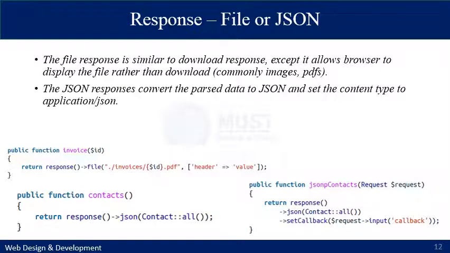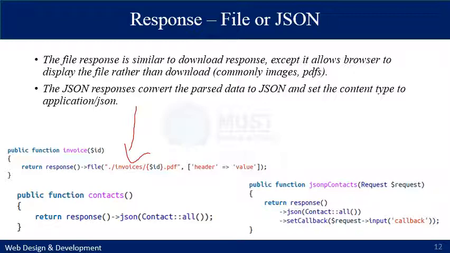You can also send files or JSON objects to the response. The file response is similar to the download response, except it allows the browser to display the file rather than download it. As you can see, in most images and PDFs, the file is not downloaded, but rather it is displayed in the browser. So if you want to use such a mechanism, you can use this type of response. In this way, the response type is file, and you have specified the invoices slash optional ID PDF file with the header, and in this case it will be displayed in the browser.